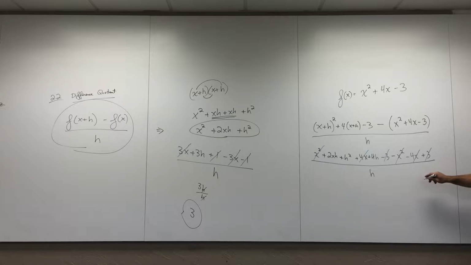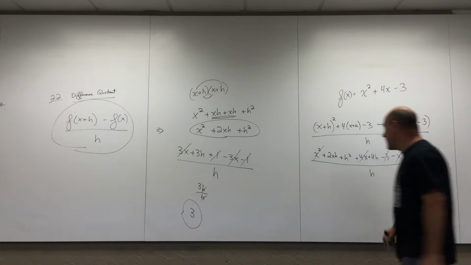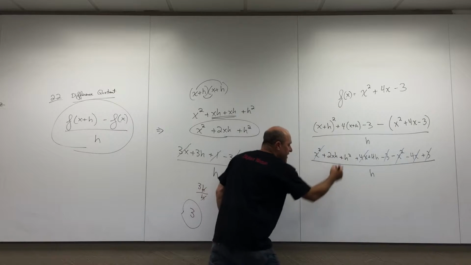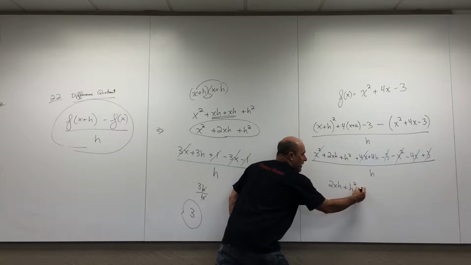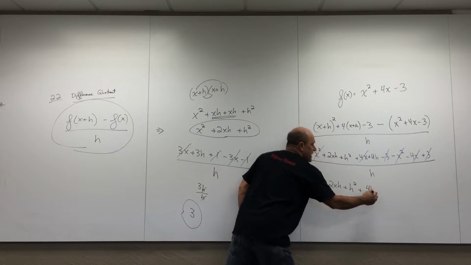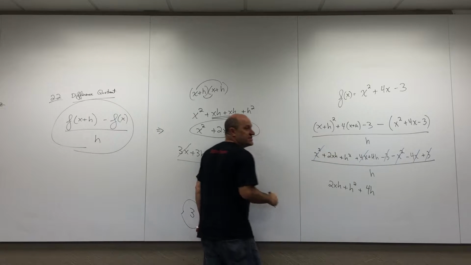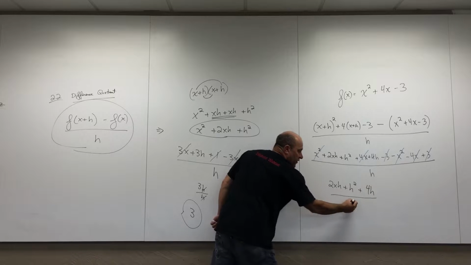It usually happens like that. A bunch of stuff cancels. And there's a little bit more to do. Let's figure out what we got left here. We have this 2xh plus this h squared plus this 4h. Are you guys with me? That's the terms that are left in the numerator. It is all over h.